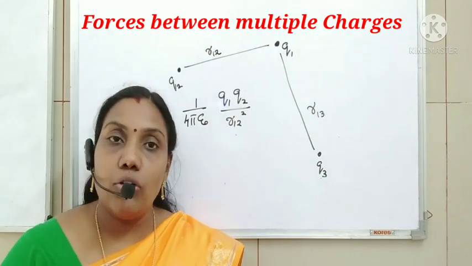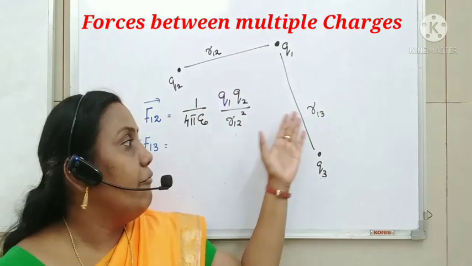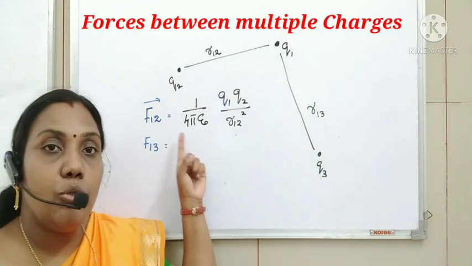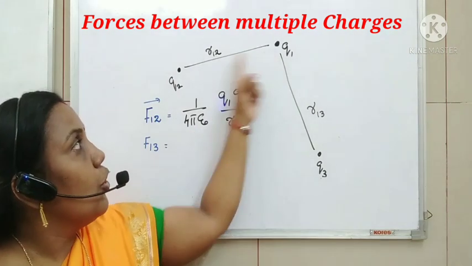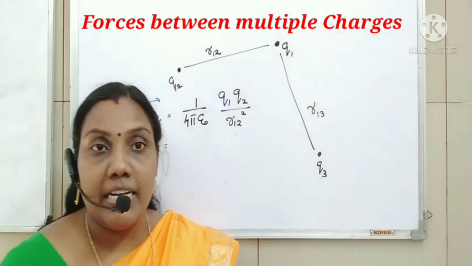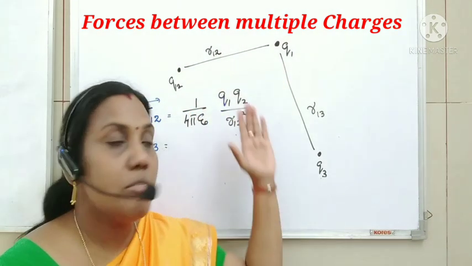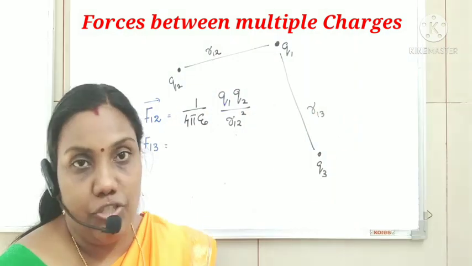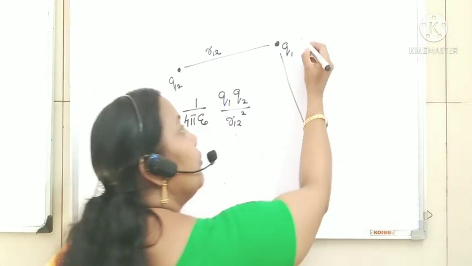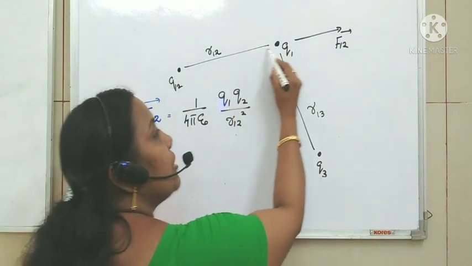There are two forces acting on the charge Q1: vector F12, the force acting on Q1 by Q2, and vector F13, the force acting on Q1 by Q3. How will you represent vector F12? Vector F12 is 1 by 4 pi epsilon 0 Q1 Q2 divided by the distance r12 square. And how will you represent its direction? Force acting on Q1 by Q2: Q2 repels Q1, because assume that all are positive charges or all are negative charges, the same charge. So Q1 is repelled by Q2, and hence in which direction does Q1 move? It moves away. So this is vector F12 along the line joining the two charges, away.